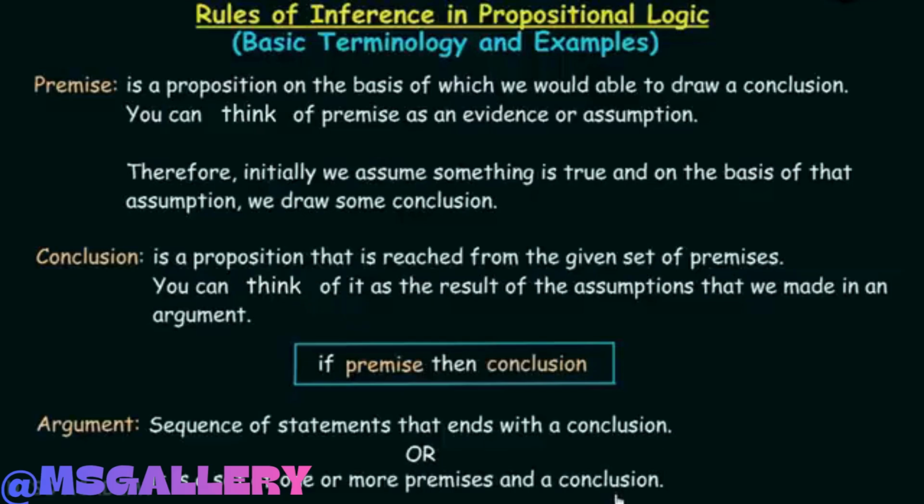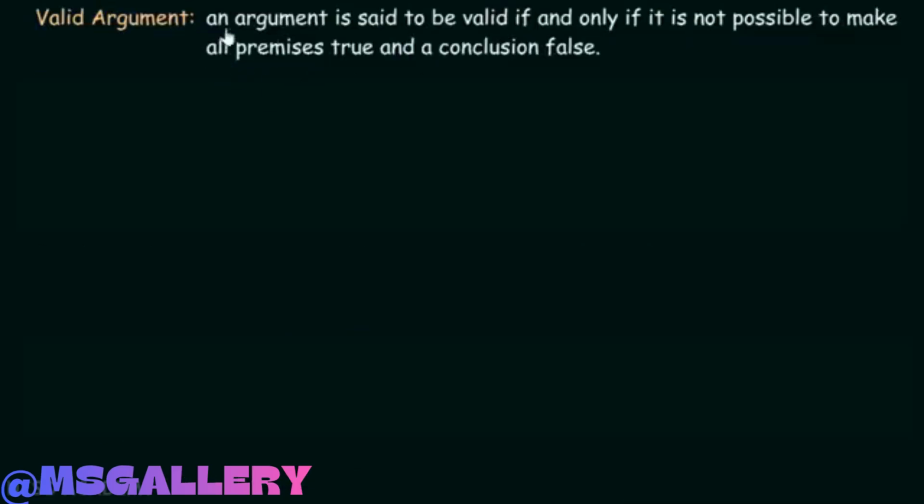Now let's talk about what is a valid argument. An argument is said to be valid if and only if it is not possible to make all premises true and a conclusion false. That is, it is not the case that if P is true, then Q is false. If P is true, then Q has to be true, right?